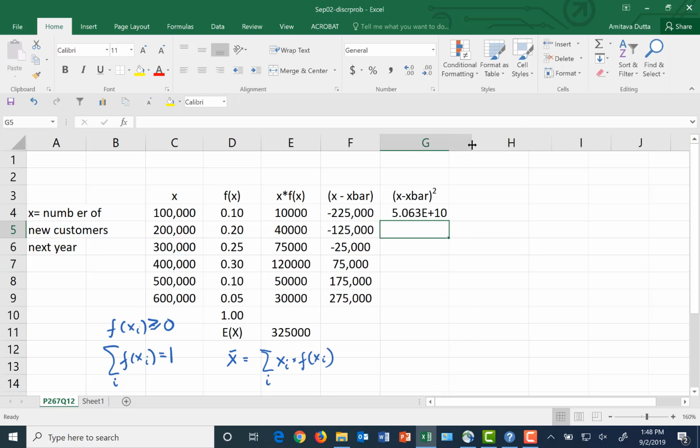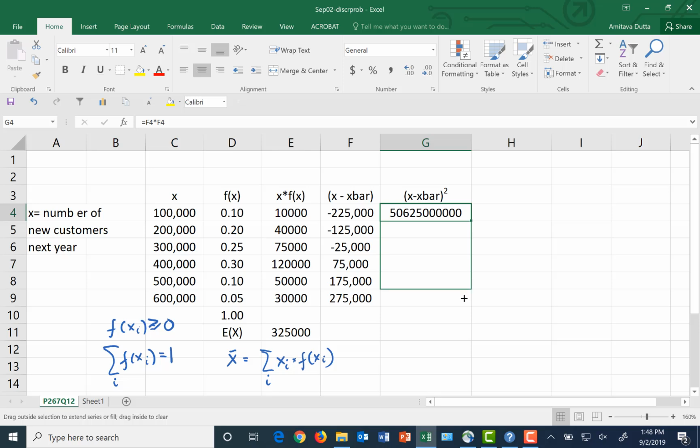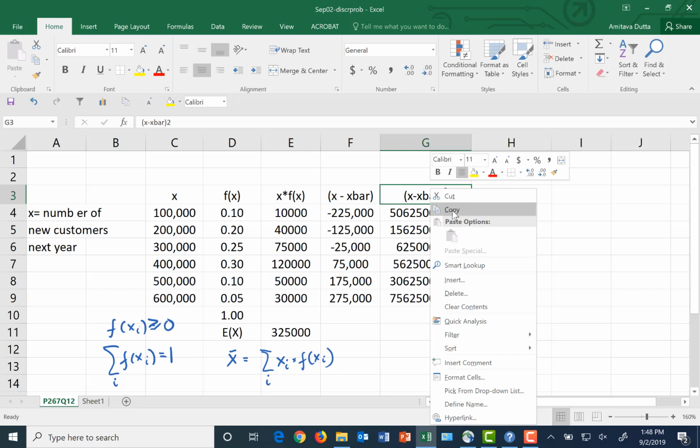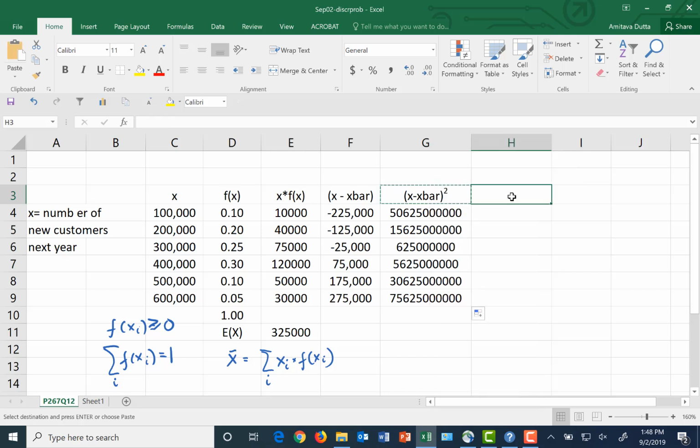Let me widen the column a bit and center it, and I do that for every value. So this is how far each value is from the middle, squared. Now we've already seen that the outcomes are not equally likely, so I need to weight each number by its corresponding probability. Let me just copy this formula text over here so I don't have to type the superscript.